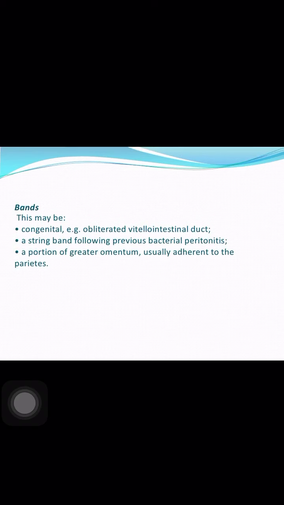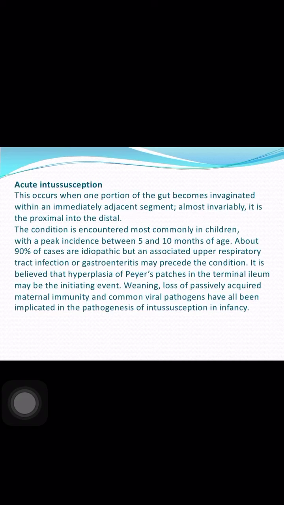Band. This may be congenital or acquired. Congenital, for example, obliterated vitellointestinal duct; string band following previous bacterial peritonitis; abortion of greater omentum, usually adherent to the parietes. Okay? Acute intussusception, another example of mechanical intestinal obstruction.